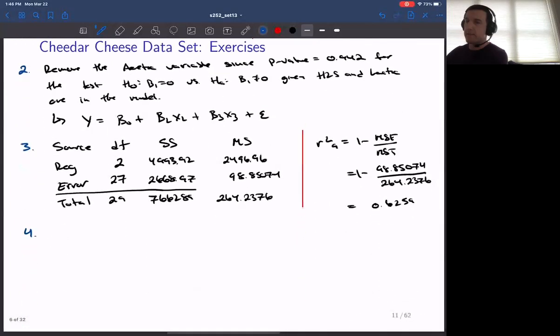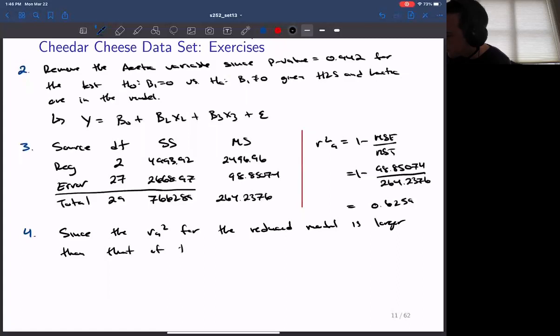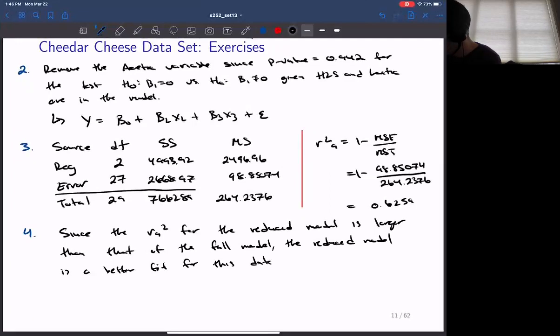Okay, so question 4 is just asking us to summarize that idea. So we can say, since the adjusted R squared for the reduced model is larger than that of the full model, the reduced model is a better fit for this data set.